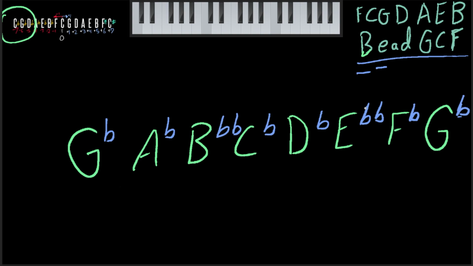Let me show you a double flat B, for example. So here is a B. This is a B flat. And then this is a B double flat, sorry. Guess what? That's an A key, right? So that's a B double flat, but it's still called A, right? So it's going to be like this: G flat, A flat, B double flat, C flat, D flat, E double flat, F flat, and G flat.